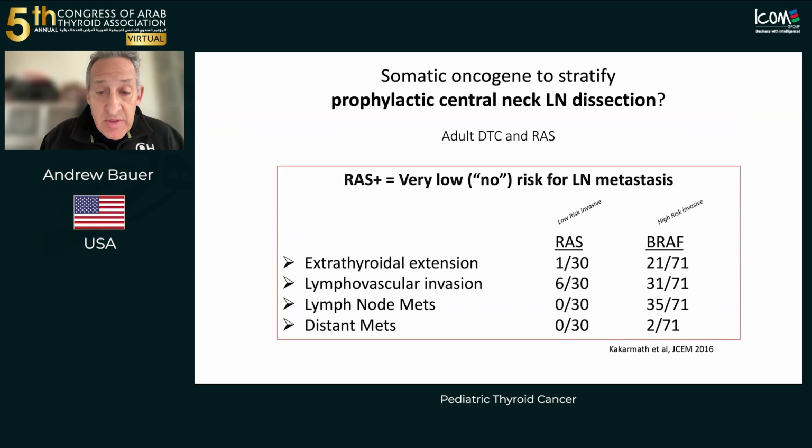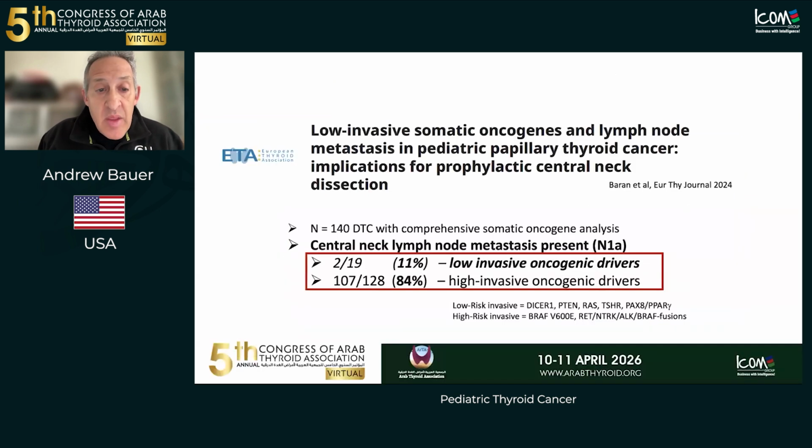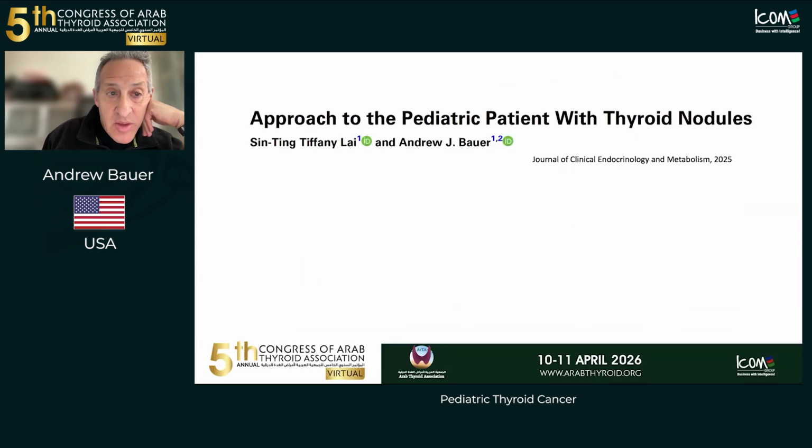This has been supported in adults looking at RAS versus BRAF. We do not see RAS very commonly in pediatrics, typically DICER1 and PTEN, but it's the same. And so we've published on this in 2024. If we look at the rate of central neck dissection for low versus high invasive, the likelihood of lymph node metastasis in the central neck is quite low for lesions with somatic oncogenes that are considered low risk, as you see listed here. So this has all been summarized in an article that we published last year in JCM.